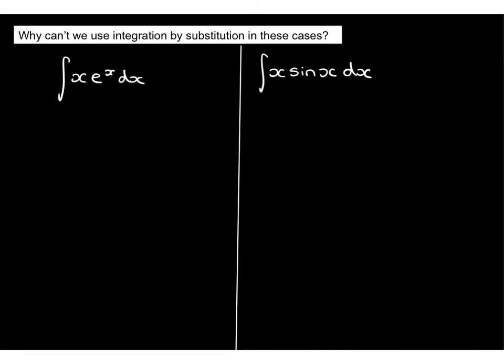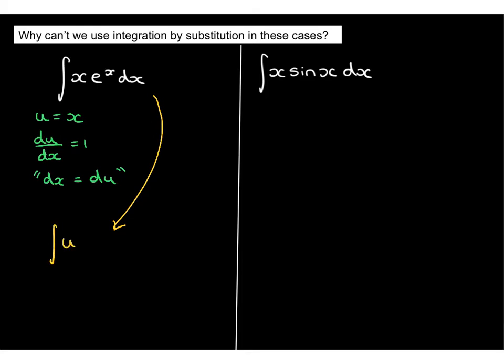So for instance here, if I say let u equal x, then all that happens is this integral x e to the x, which is in terms of x, becomes the integral of u e to the u du. So it doesn't change in complexity, and we still can't integrate it. Let's try this second one here.